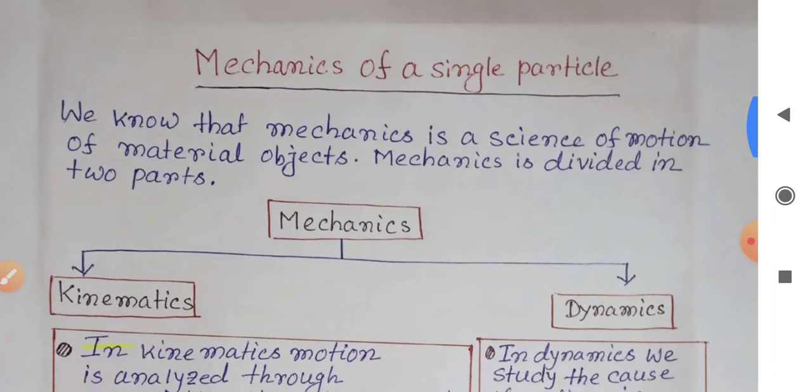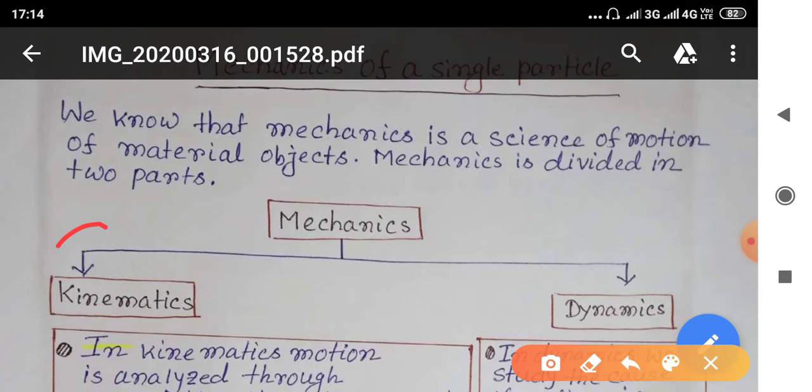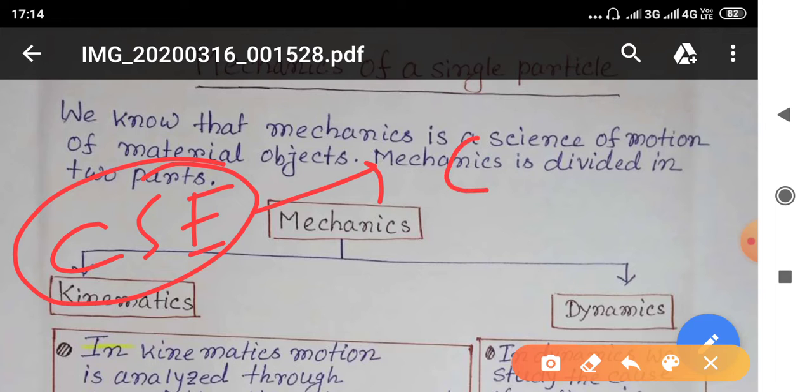In this lecture, before going through the detailed study of the mechanics of a single particle, I would like to motivate you to ask the question: do you really need to study mechanics or physics as an engineer? For example, let's say you are a student of the CSE department. That means you want to become a computer engineer. So do you think you really need to study physics or mechanics?